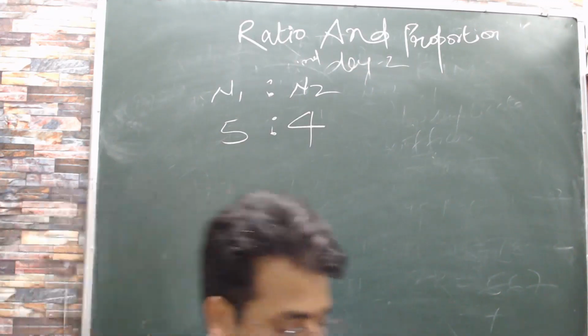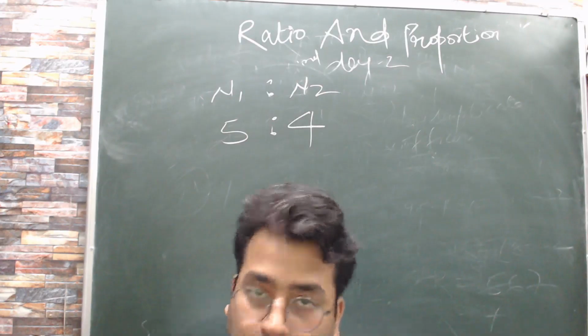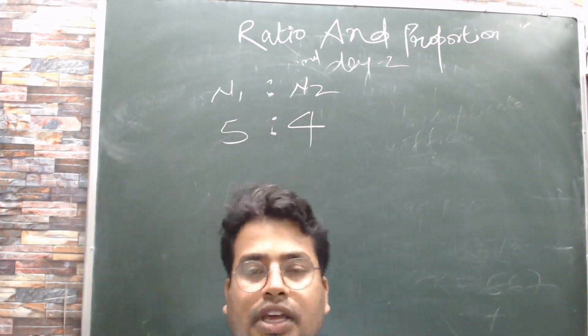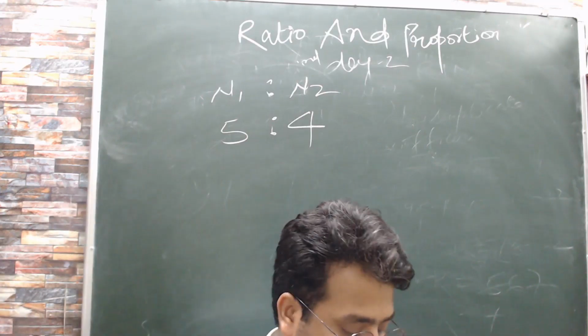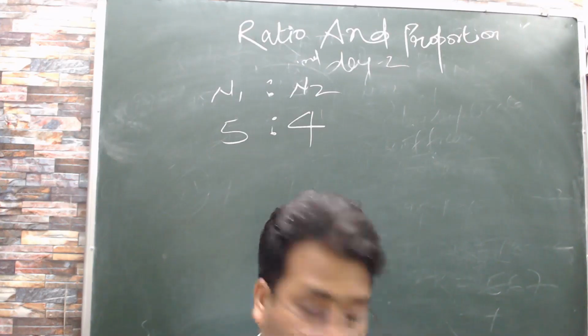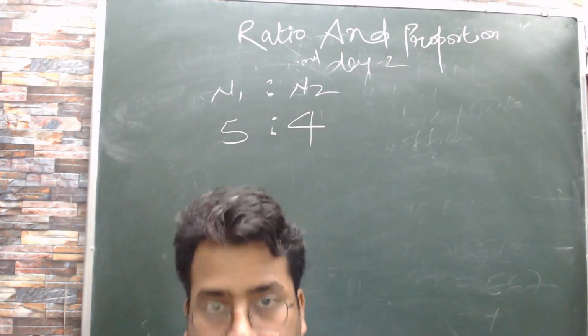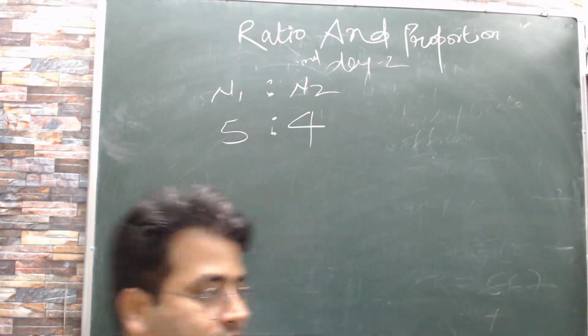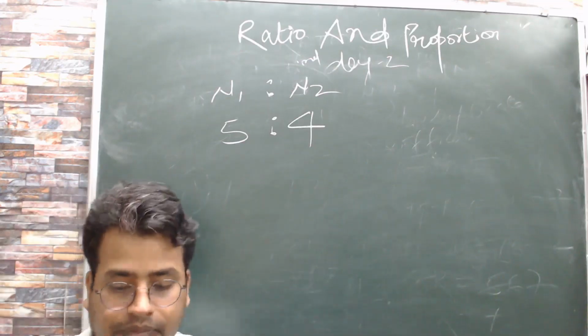The question is, there is a ratio of 5:4 between two numbers, right? Then if 40% of the first number is 12, then find the 50% of the second number. Okay, do it.